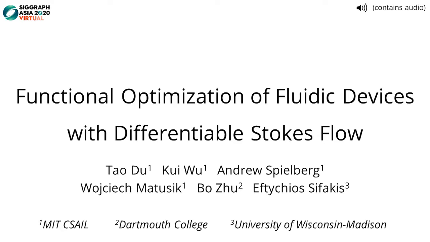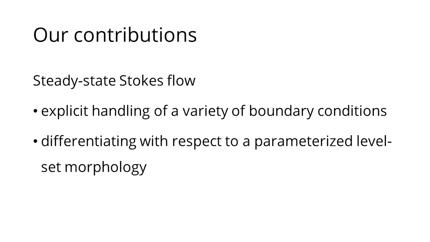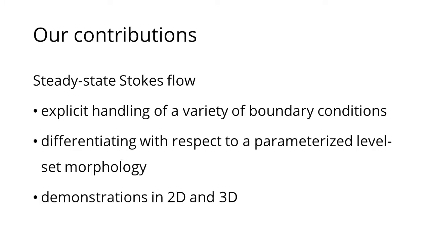In this paper, we present a method for optimizing the design of fluidic devices for desired user functions. Our contributions include a fast, smooth, physically based steady-state Stokes flow simulation with explicit handling of a variety of boundary conditions, a scheme for differentiating the simulation with respect to a parameterized level set morphology, enabling fast gradient-based optimization of fluidic devices, and demonstrations in the automated development of 2D and 3D fluidic structures.